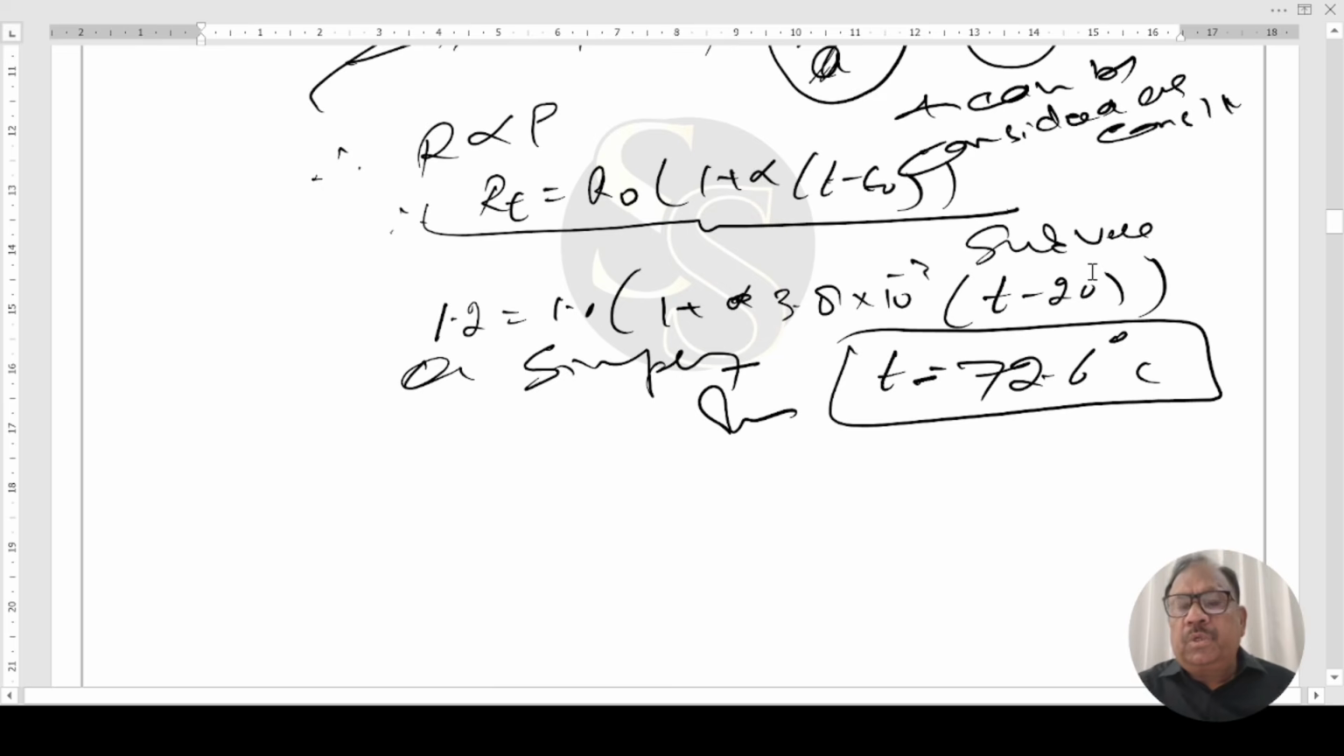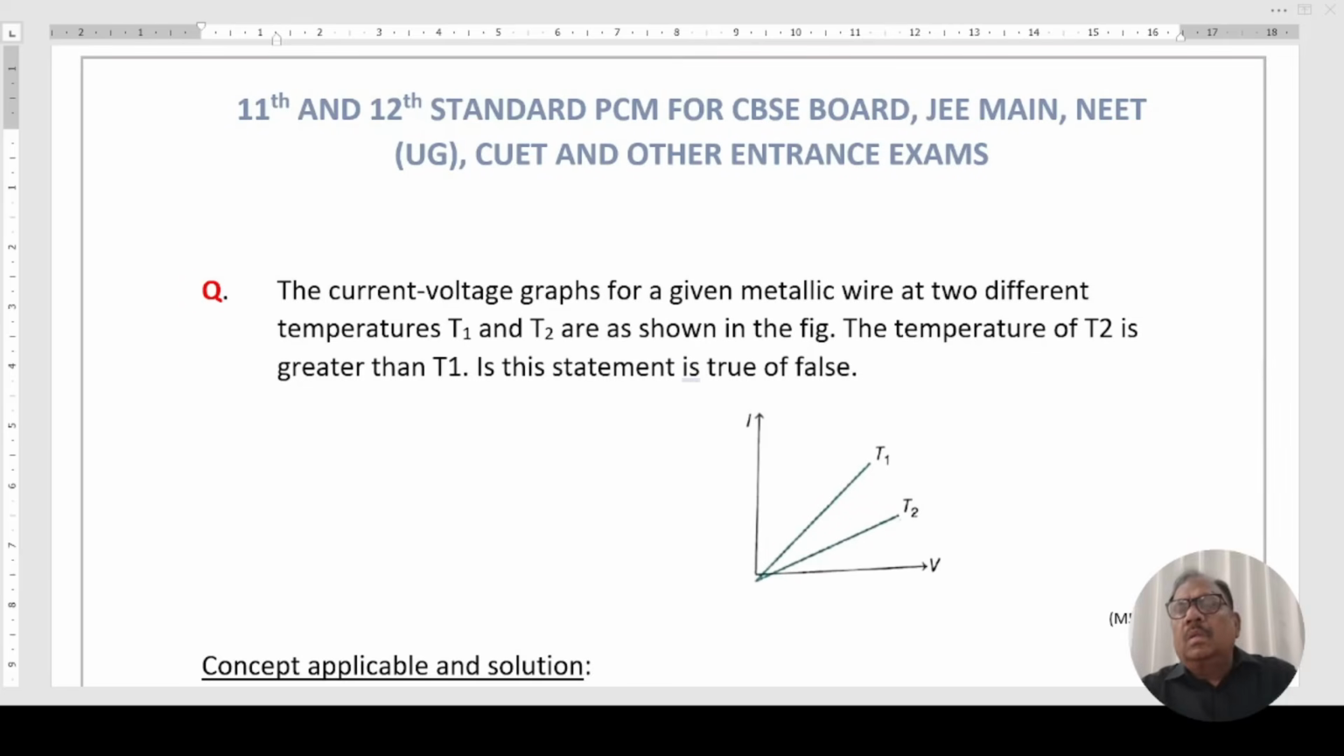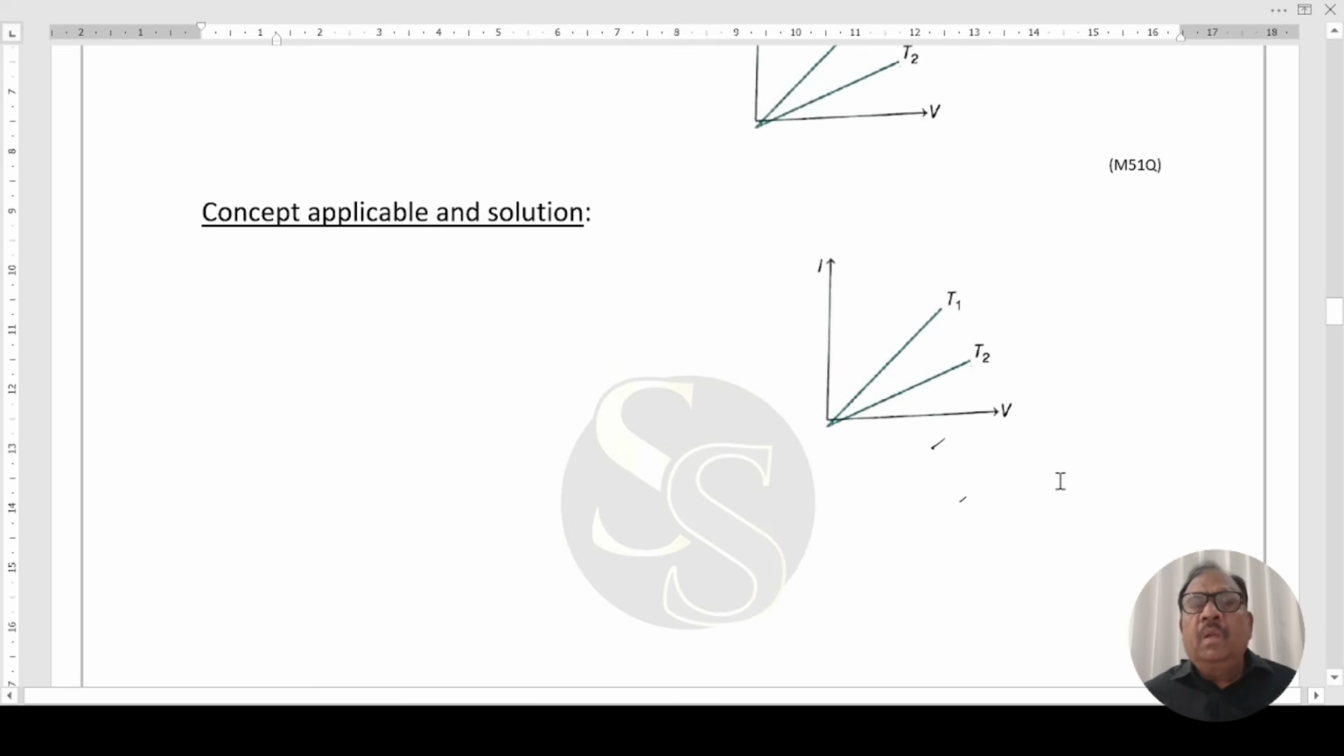Right? Next question. Question is: the current-voltage graph for a given metal wire at two different temperatures T1 and T2 is shown in the figure. The temperature T2 is greater than T1. Is this statement true or false? We have to conclude either true or false, right?